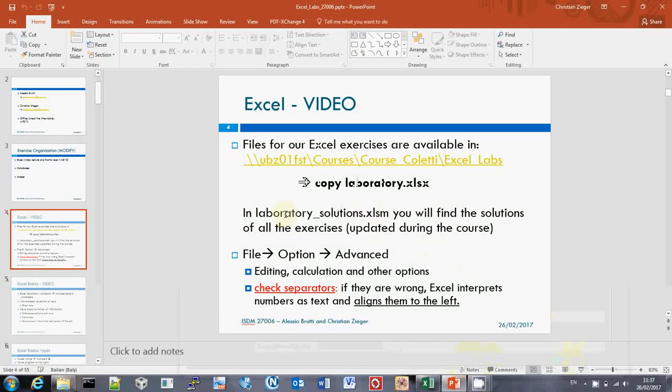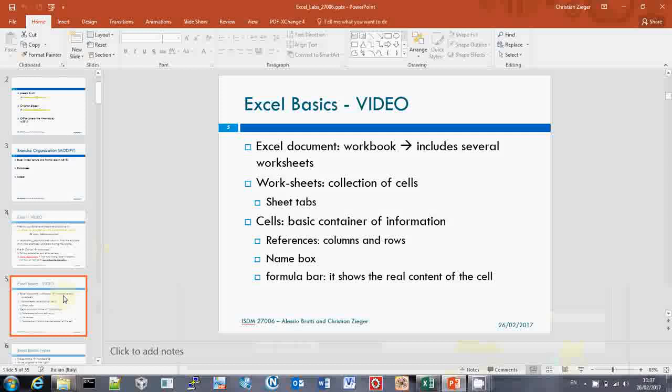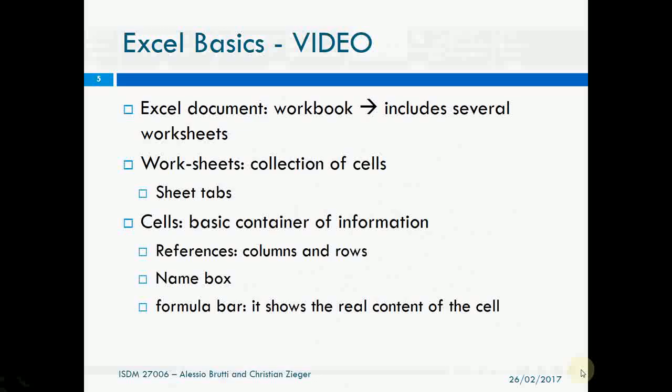Let's go on with the next slide. Here you have some basic information about Excel. So what is an Excel document? An Excel document is composed by a workbook, which includes several worksheets. Then each worksheet is a collection of cells, and you can switch from one worksheet to the other using the sheet tabs.